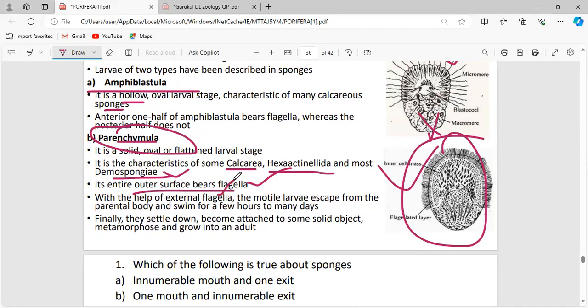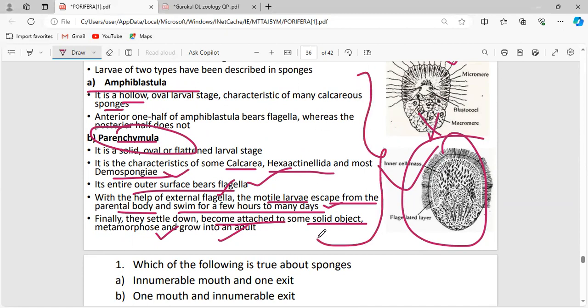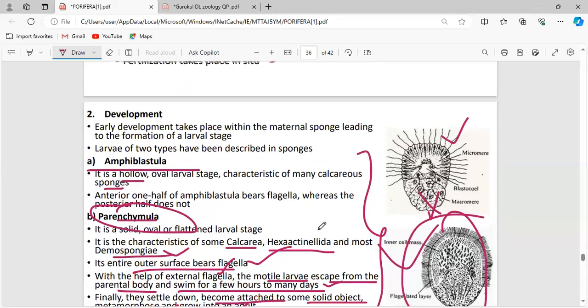With the help of this flagella, the motile larva escapes from the parental body and swims for a few hours to many days. Finally, they settle down, become attached to some solid object, undergo metamorphosis, and grow into an adult. So this type of development is called indirect development, because it undergoes larval stages and then grows into an adult. That's all about the reproduction.